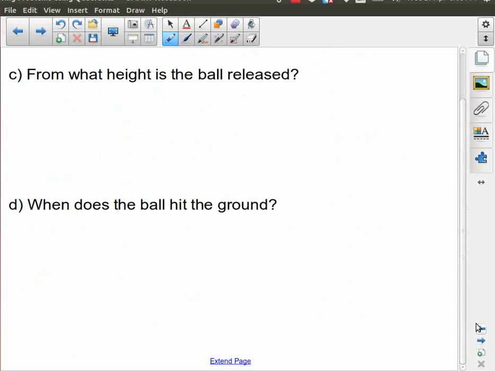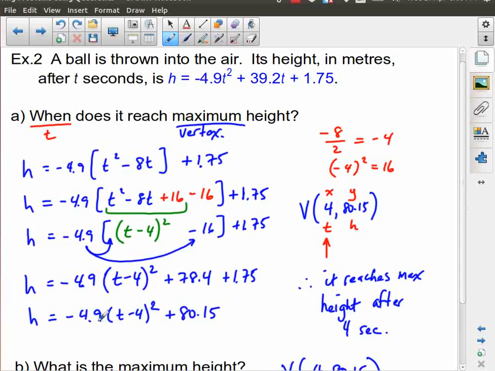From what height is the ball released? The ball is released at t equals 0, or you might also think of that as the initial height. Now, we've put this in vertex form, you could sub t equals 0 and solve for this. But you could also recognize that the initial height is the y-intercept, 1.75.